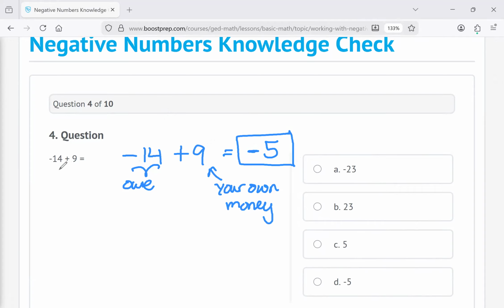Now, when you do this on an exam, if you forget the rules, just put this in the calculator, negative 14 plus 9. I would put it exactly in the calculator, and it should come out negative 5.